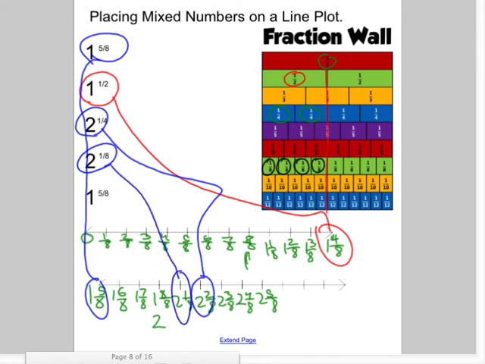1 and 5/8 again. Oh, nope, wrong way. Sorry about that. That's over there. Why did I put that on there twice? Well, because in a line plot, in that long number line with the X's on it, you have to put an X every time you see something. So we see 1 and 5/8 2 times. We see 2 and 1/8 once. We see 2 and 2/8 or 2 and 1/4 once. We see 1 and a half once. And that's everything.